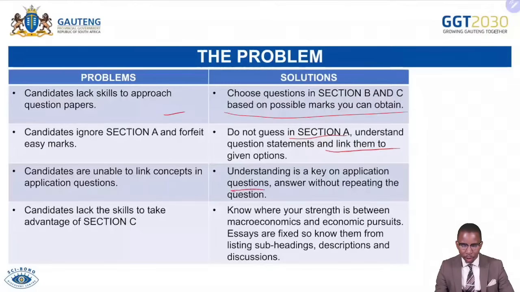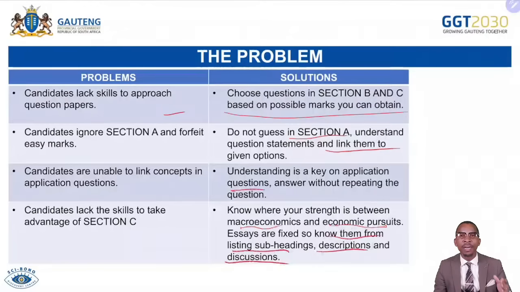So the solution can be: know where your strength is between macroeconomics and economic pursuits. And then essays are fixed, so know them from listing subheadings, descriptions, and discussions. How can you really answer the essay easily? Know, firstly, the headings and subheadings. Then, on top of that, be able to give the description or definition for each subheading. That will give you something more than 20 marks. And then you can add on discussion.